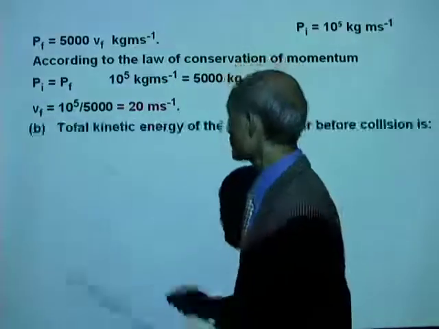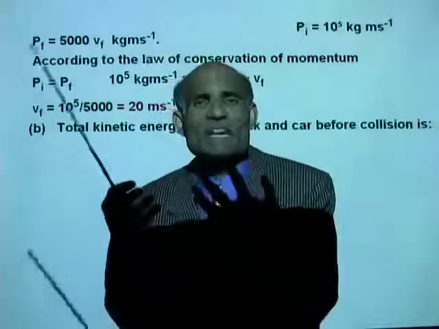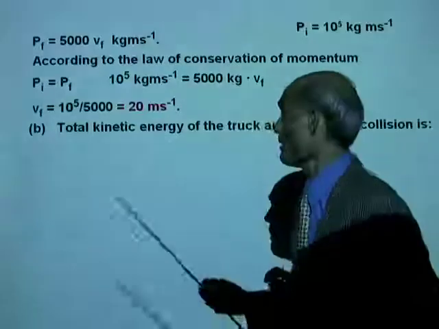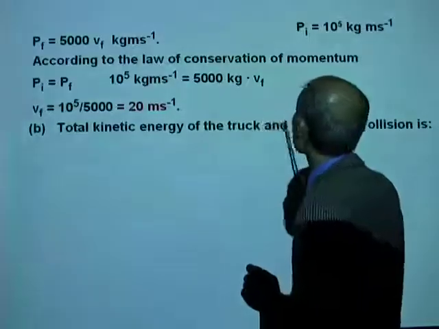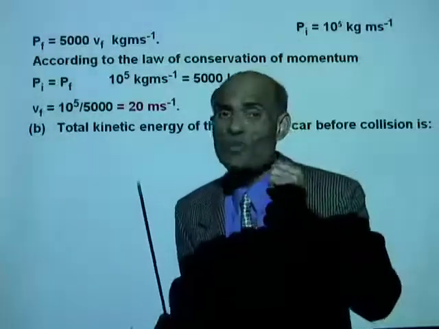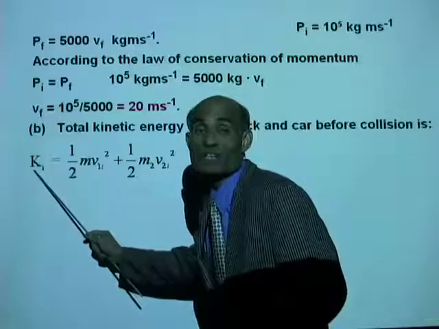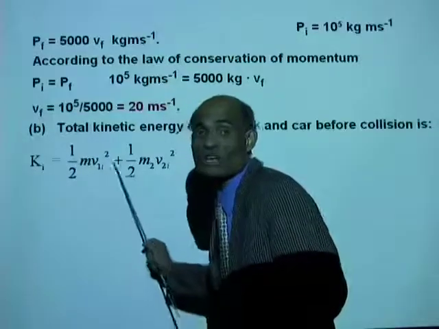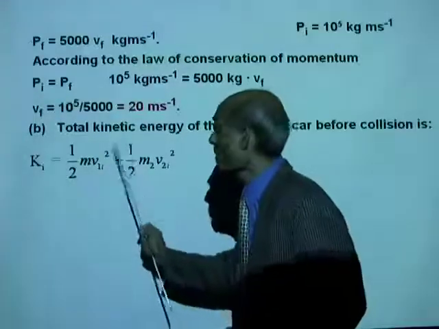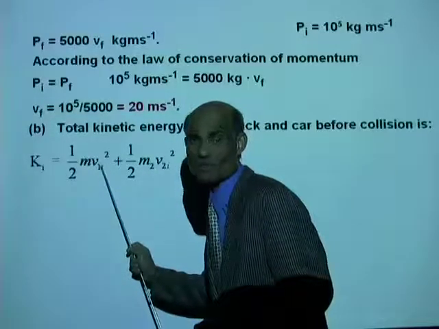Okay. What is B part? In the process of collision, some kinetic energy is lost. We need to find the percentage of kinetic energy lost. What is the total kinetic energy of the truck and the car before collision? Kinetic energy is 1/2 mv squared. So Ki, the initial kinetic energy, is the initial kinetic energy of the truck plus the initial kinetic energy of the car. Well, we know the mass of the truck, we know the initial velocity of the truck. Do you remember that value?